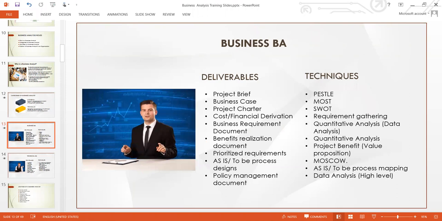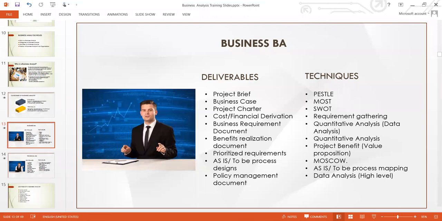Okay, let's look at business BA. Deliverables of business BA. As a business BA, you get the project brief. What is project brief? Project brief is a project mandate. You've heard about it during project management, project mandate. That's why I say that business analysts, they work with project managers.